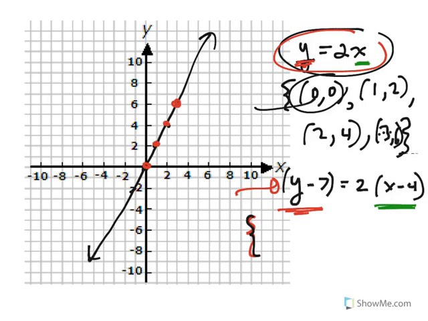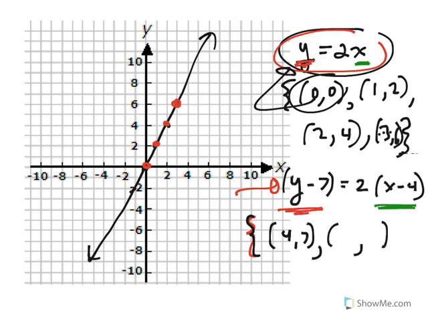If 0, 0 makes this first equation true, then that means 0 equals 2 times 0. So I have to think, what numbers could I put into this other equation that lead to that same fact that 0 equals 2 times 0? And the answer is 4, 7. See, if I put 4 in for x, I get 0. 2 times 4 minus 4 is 0. And if I put 7 in for y, I get 0. So again, 0 equals 0.